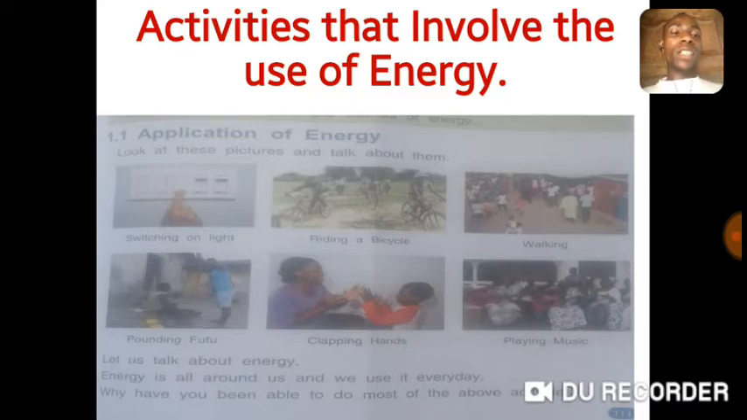Riding a bicycle also involves the use of energy. Walking is also an activity that involves energy. Pounding of fufu requires a lot of energy. Clapping of hands also requires energy. Playing music or musical instruments also involves the use of energy.